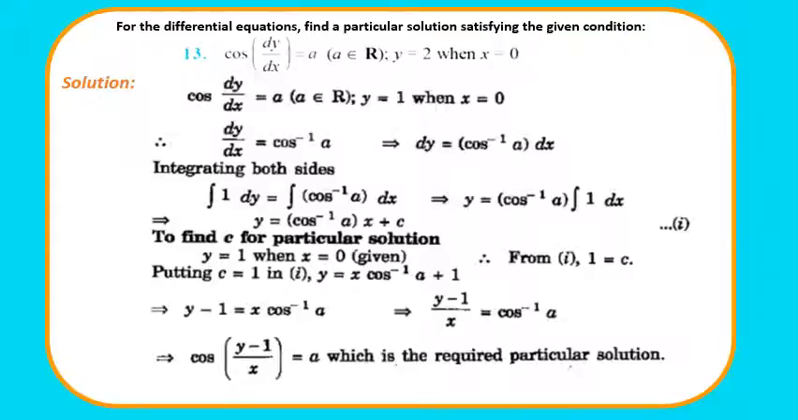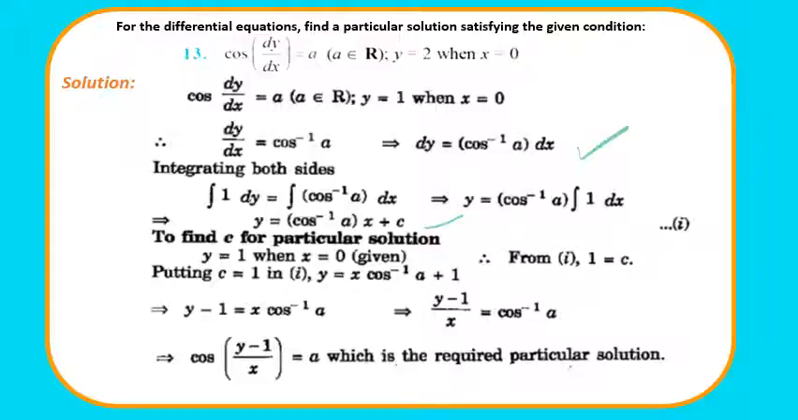Moving to question 13. For the differential equation, find a particular solution. So we have to remove the constant, satisfying the given condition. We have cos dy upon dx equals to a. So cos dy upon dx equals to a, so we are writing dy upon dx as cos inverse a, or dy becomes cos inverse a into dx. So integrating both sides, we get integral of dy equals to integral of cos inverse a into dx. And since cos inverse a is constant, we are getting y is equal to cos inverse a into x plus c.